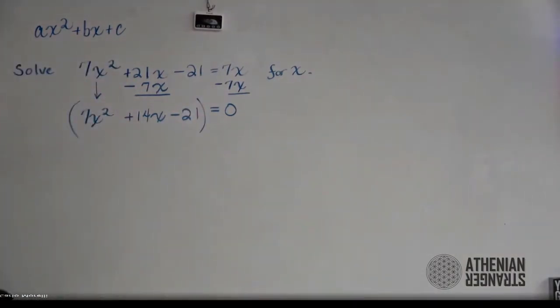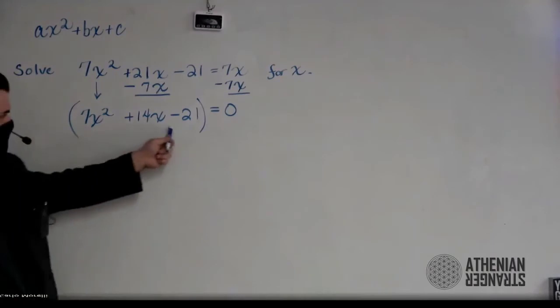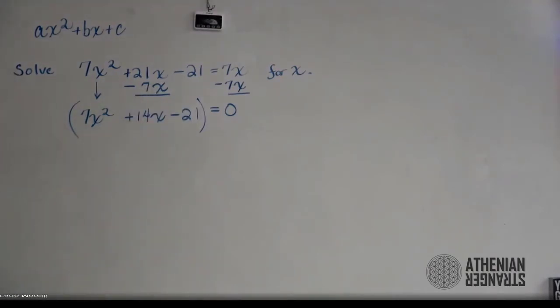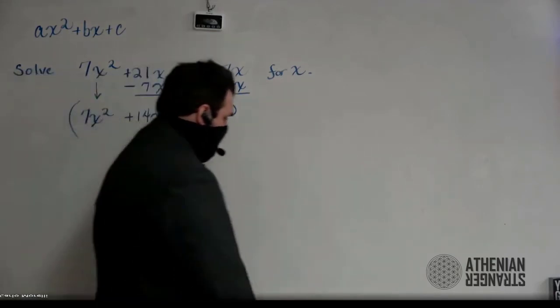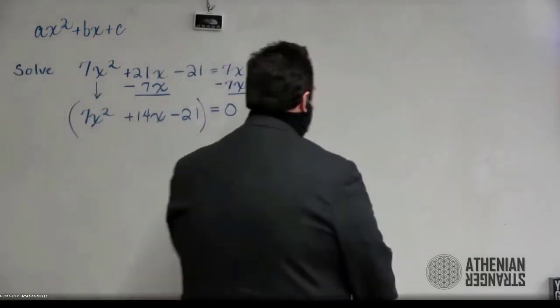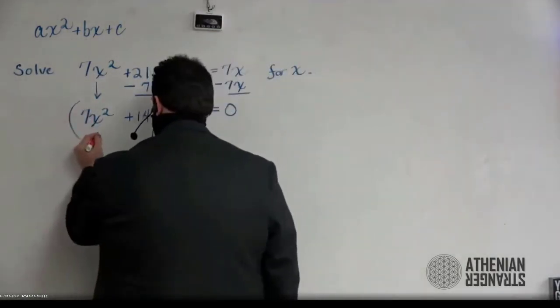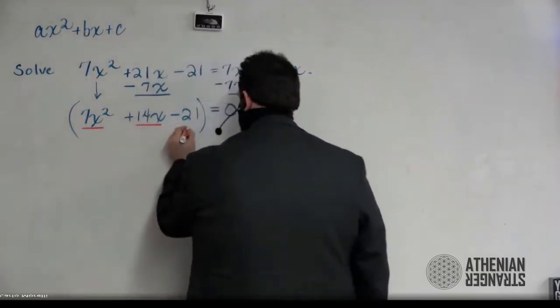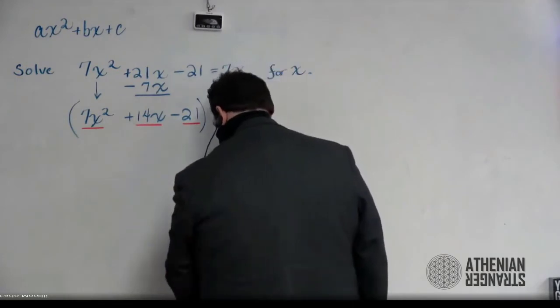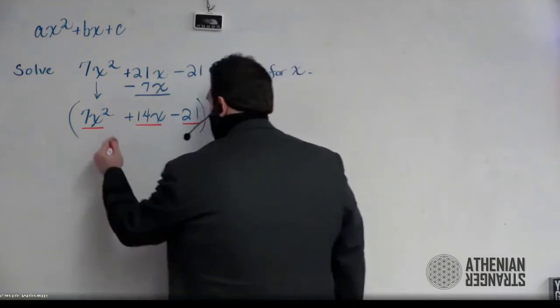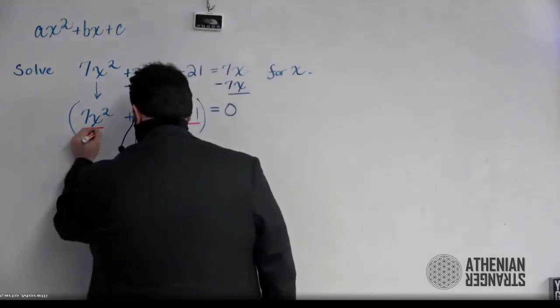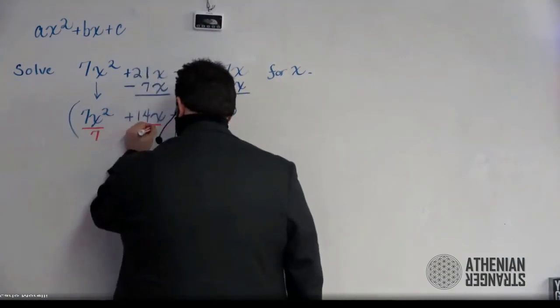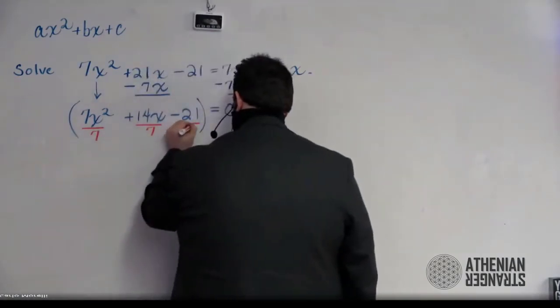Look at these A, B, and C positions. What's the biggest number I can pull out of each? 7. So here's how that looks, folks. Put parentheses around it just like I did, and then draw lines underneath each of your 3 terms. And then put a 7 here, and a 7 here, and a 7 here.